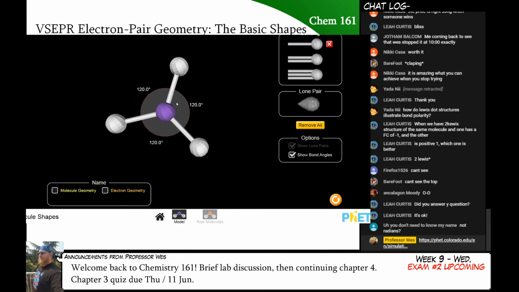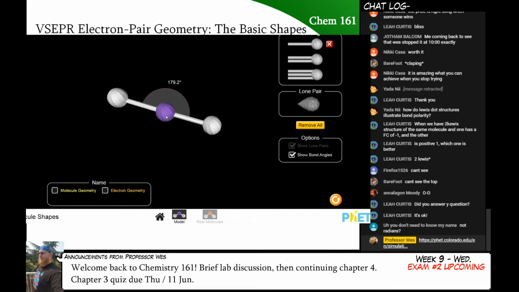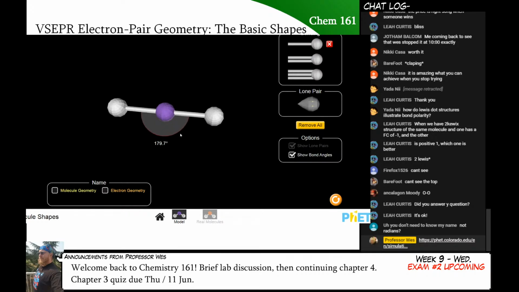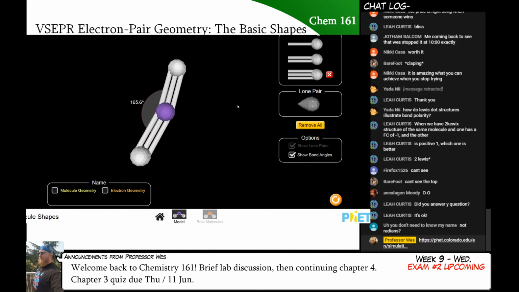If I have three entities around my central atom, that is different than if I have two. Two entities, whether they are lone pairs or not, will always form this 180-degree angle. If I put three in... Oh, and again, it doesn't matter if it's single or double. In fact, I could just do this if I wanted to, and I'll still make it linear.